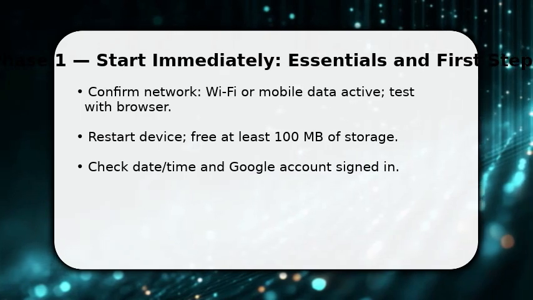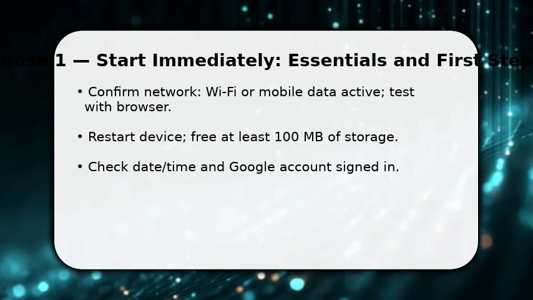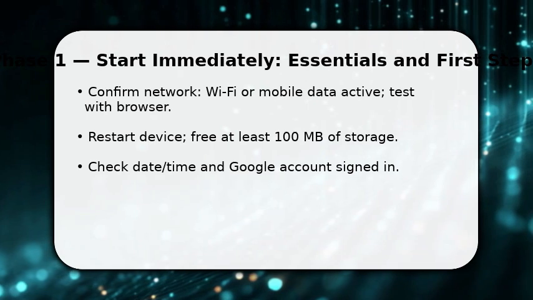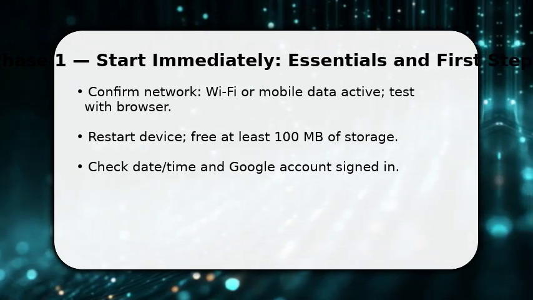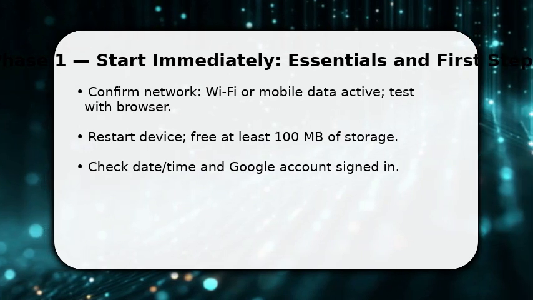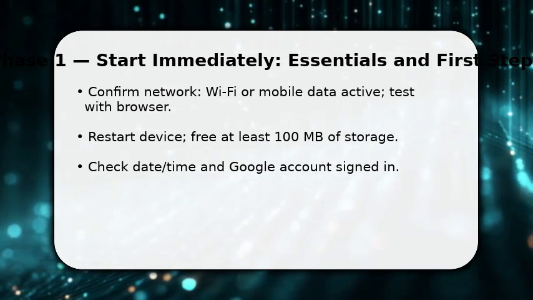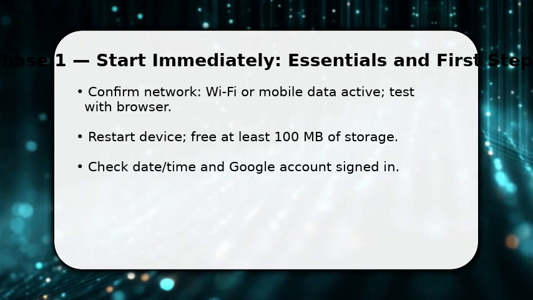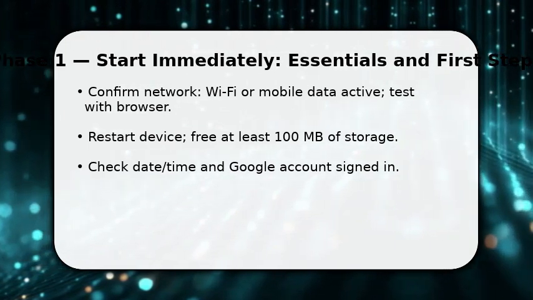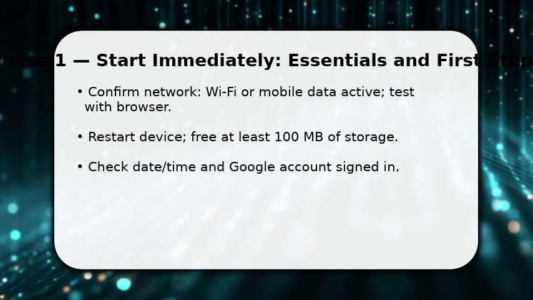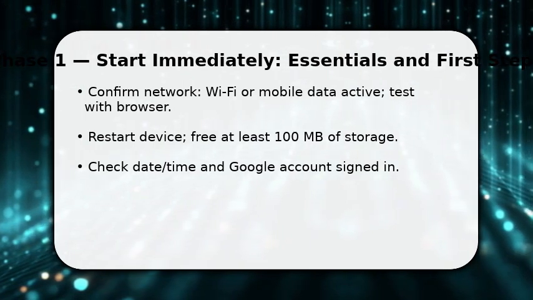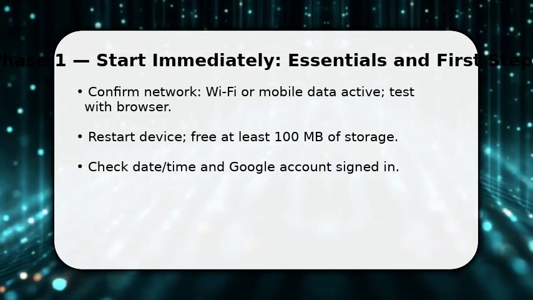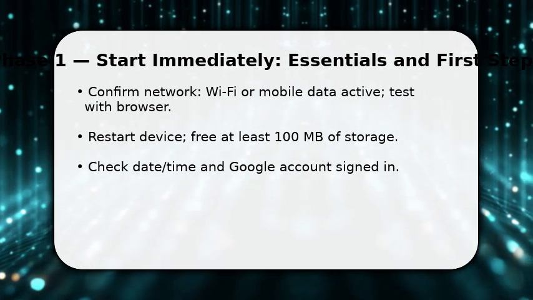You'll start by confirming essentials so troubleshooting works. Check that Wi-Fi or mobile data connects by loading a web page, because play errors often reflect network issues. Once connected, restart the device to clear transient faults and make sure you have at least 100 MB free, as low storage blocks updates. Also verify your date and time are correct and that the Google account is signed in. These small settings often cause authentication and sync failures.